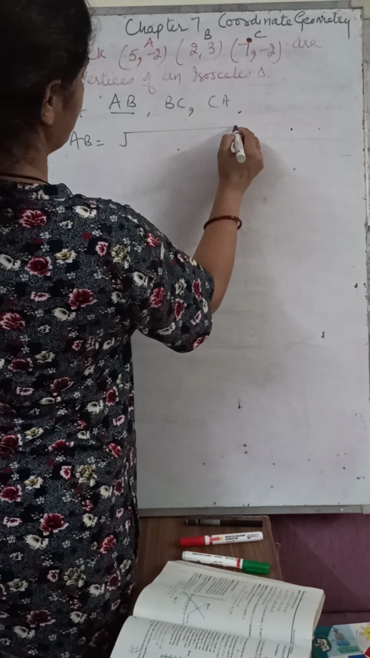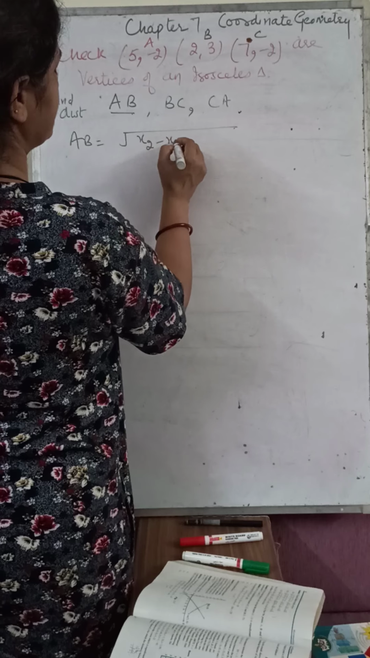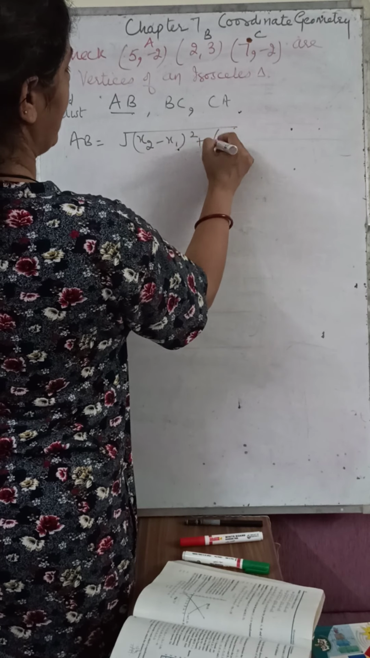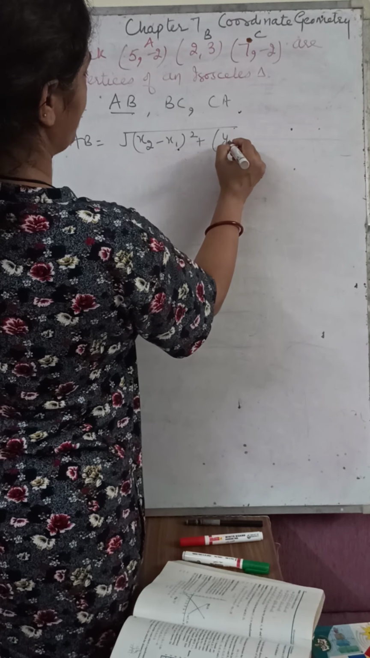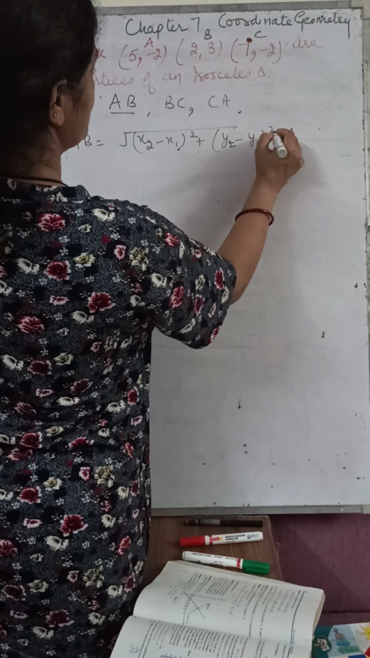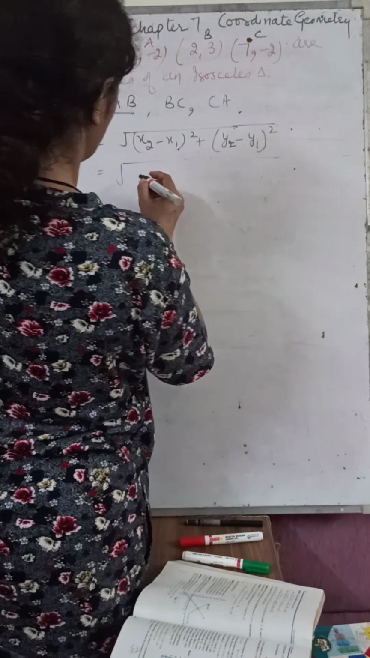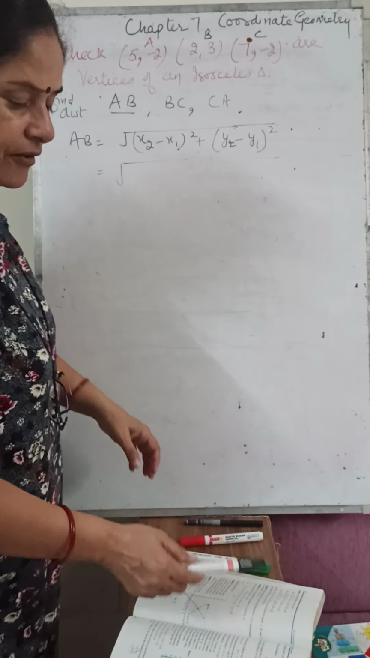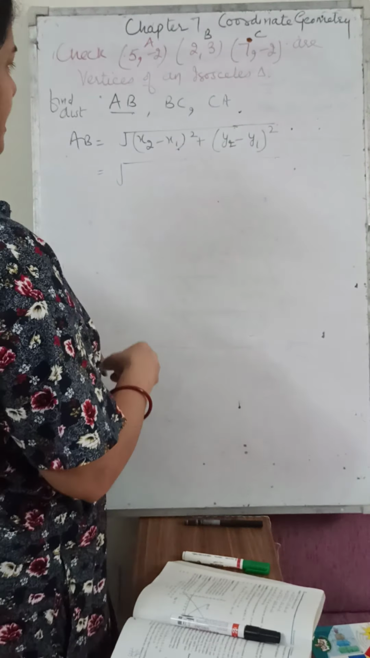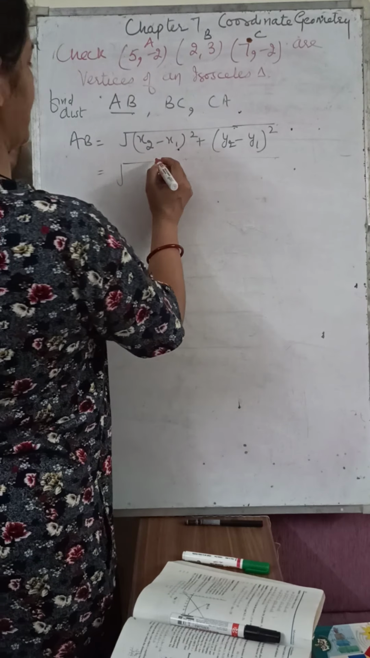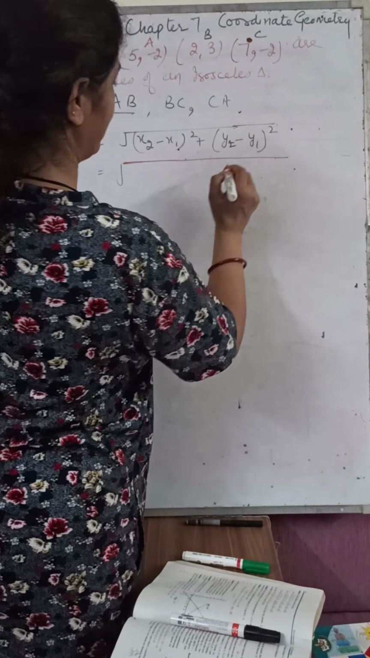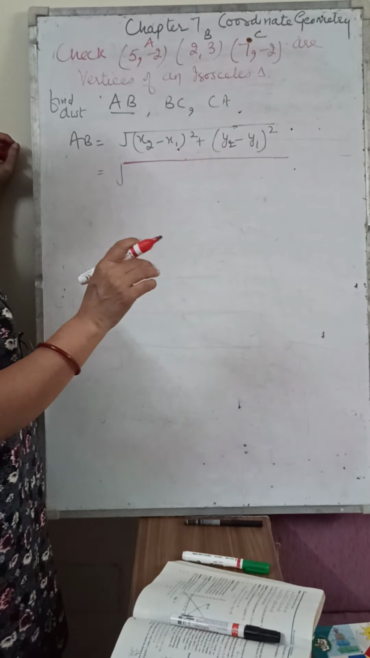For AB again the formula is x2 minus x1 whole square. Again and again I am writing the formula so that you also have the habit of writing it again and again, and you need not make any extra effort to learn it. Clear? No extra effort will be required if you keep writing the formula again and again with the questions.